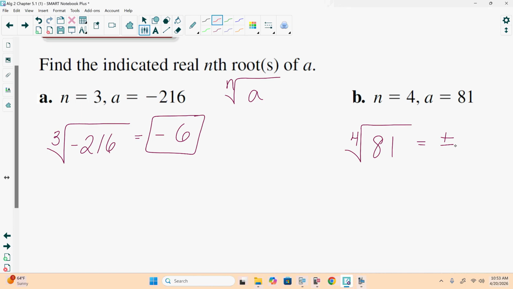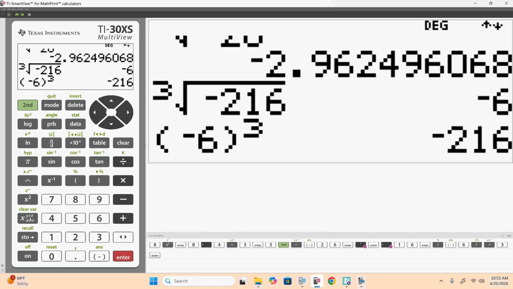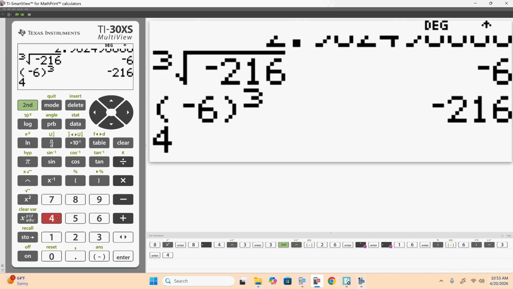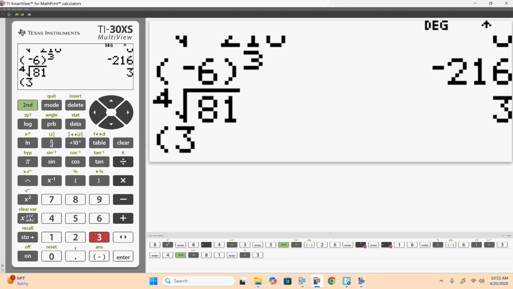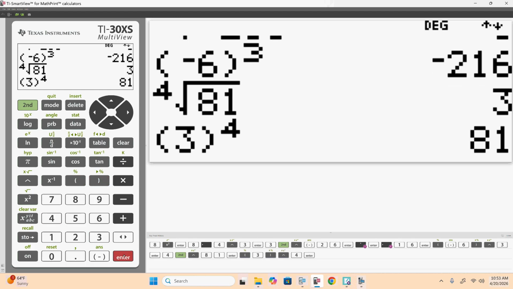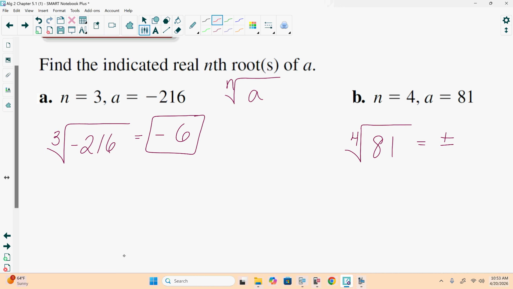What number times itself 4 times is 81? Now we can do this in the calculator, second x root, 81 is 3. So what we're saying is that 3 to the fourth power should get us 81, and it does. Now, interestingly enough, it's saying positive or negative 3. We already saw the positive 3.